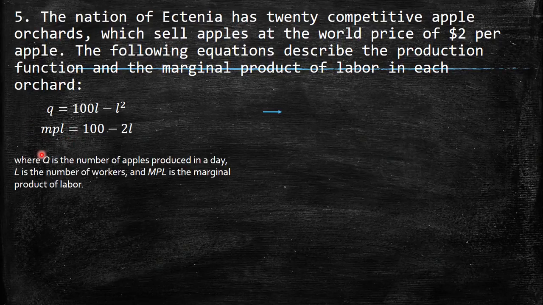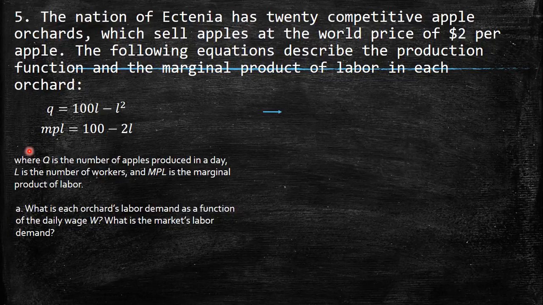Then, here, Q is the number of apples produced in a day, L the number of workers, and MPL the marginal product of labor. Here, take into account that this is lowercase, because we are talking just about one orchard, and you will see afterwards why. Then, what is each orchard's labor demand as a function of the daily wage W? What is the market's labor demand? So here, first, what is each orchard's labor demand as a function of the daily wage?